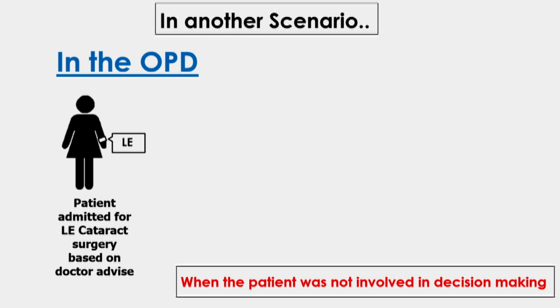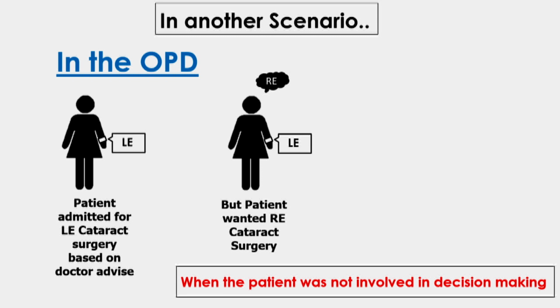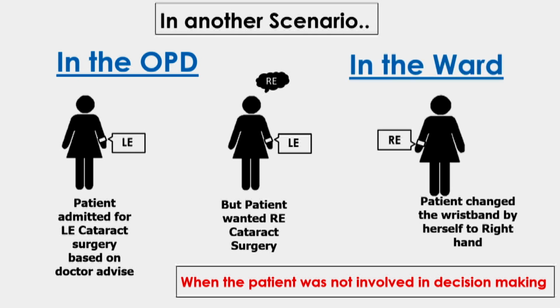Similarly, the patient was advised. But the patient in her mind thought she was getting the right eye operated. When she went to the ward, this is a free patient, every other patient told her that you are having your band on the left, you are going to get the left eye operated, not the right eye.